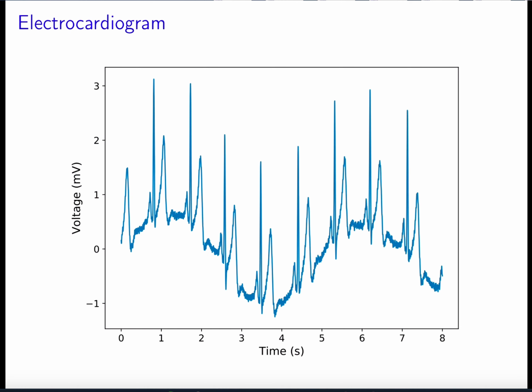Here we're going to use a running example that is an electrocardiogram, which is a measurement of voltage across time that is relevant to heart activity, to monitoring heart activity.